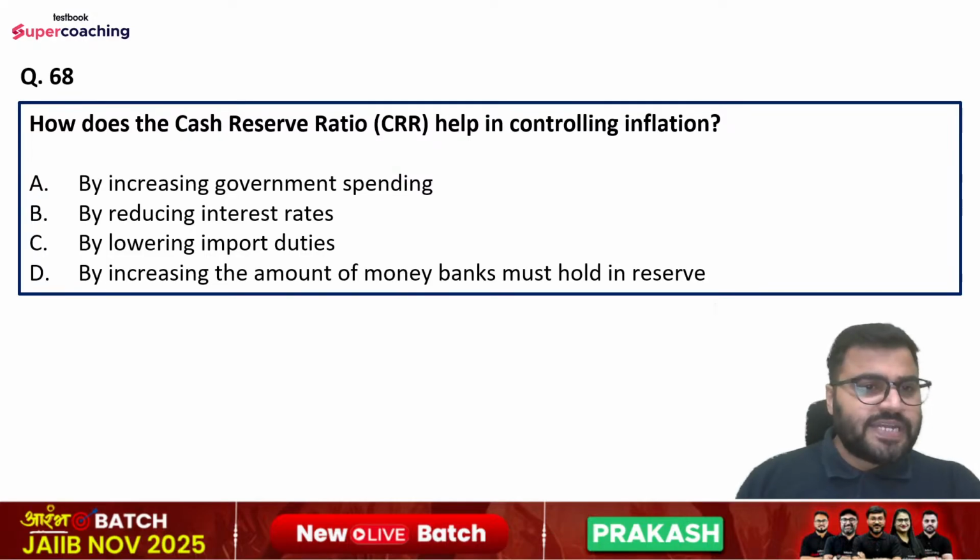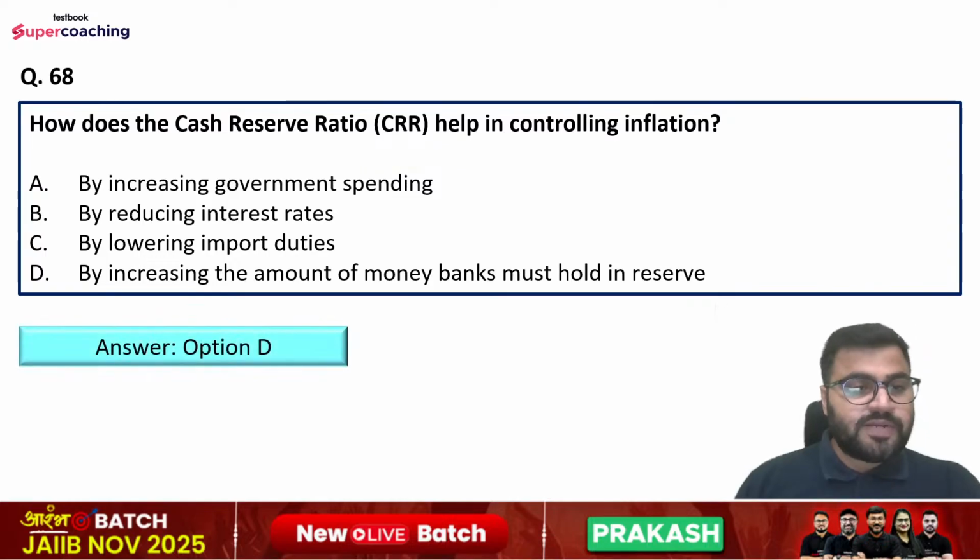Question number 68. How does the CRR, that is cash reserve ratio, help in controlling inflation? Options are by increasing government spending, by reducing interest rates, by lowering import duties, by increasing the amount of money banks must hold in reserve. So right answer is option number D, that is by increasing the amount of money banks must hold in reserve.